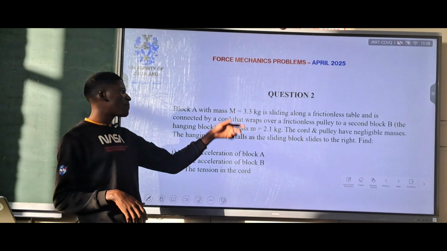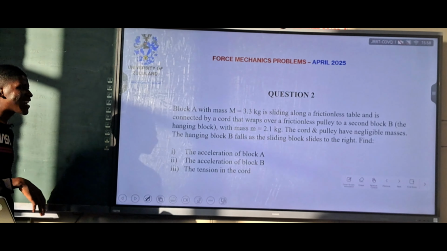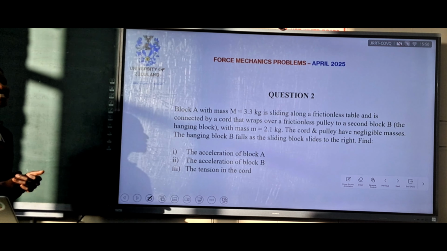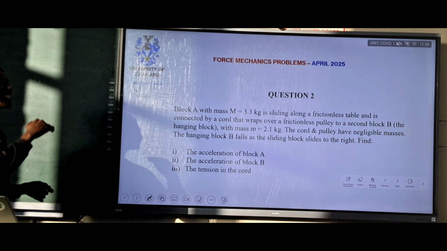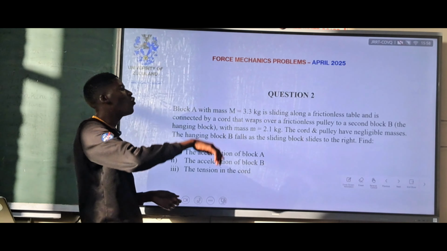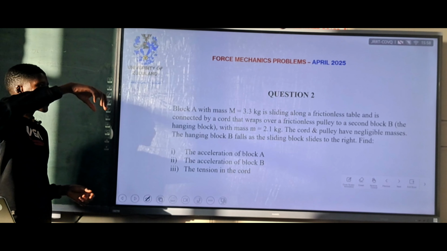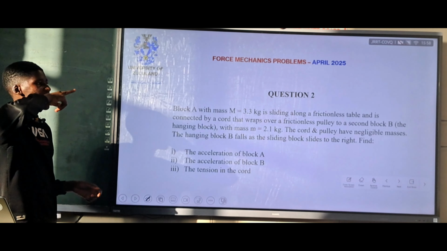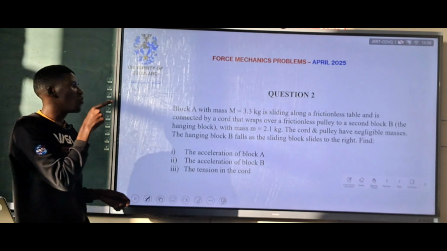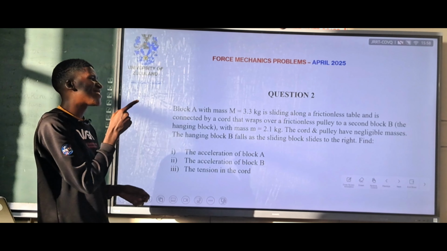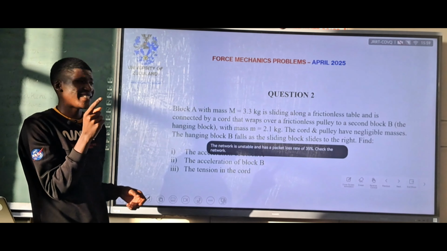Block A has a mass of 3.3 kilograms and is sliding along a frictionless table. It is connected by a cord that wraps over a frictionless pulley to a second block B. Block B is hanging with mass M, 2.1 kg. The cord and the pulley have negligible masses. The hanging block B falls as the sliding block slides to the right.